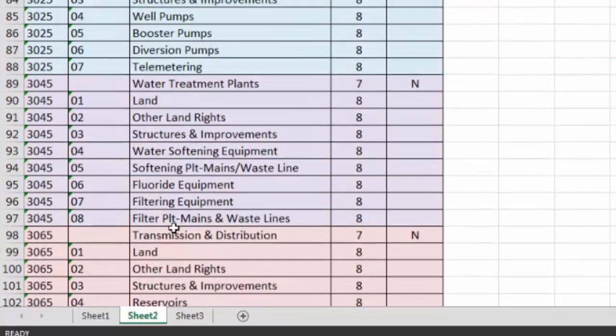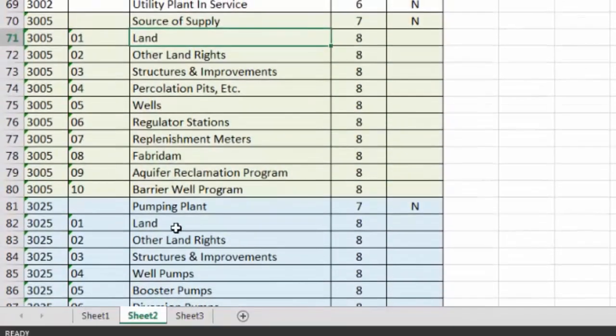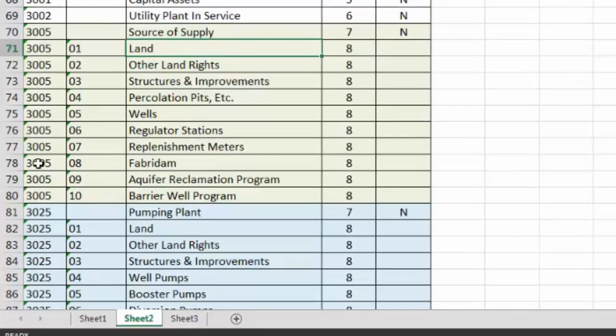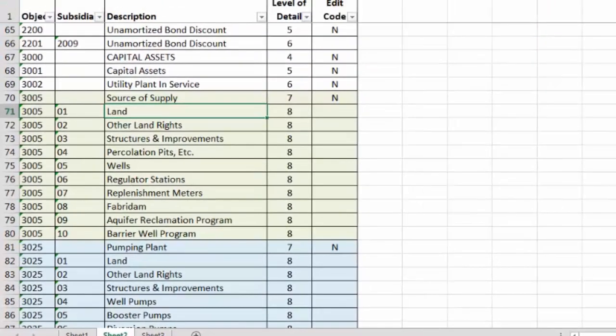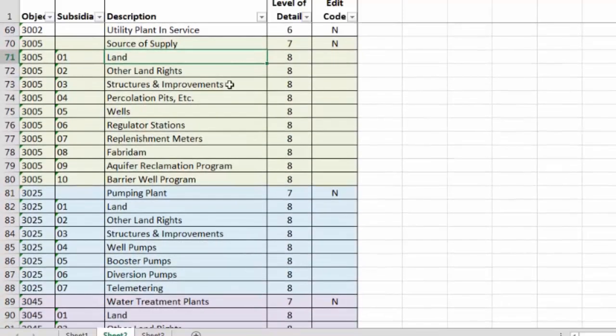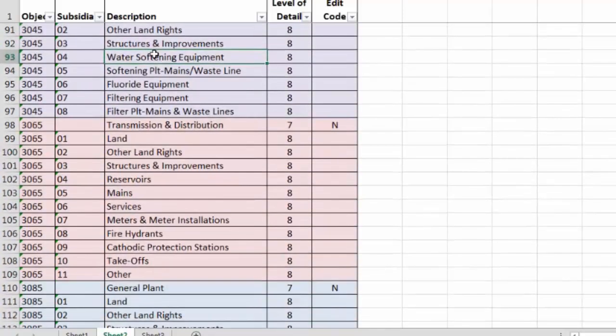So in order to make it easy for people to find their way around to the right account when they're doing an account ledger inquiry, for example, or job costing, we designed these with a repeating sequence of numbers. You can see, for example, that all of the 3000 numbers are assets for these particular divisions. 3005 for source of supply, 3025 for pumping, 3045 for water treatment, etc.